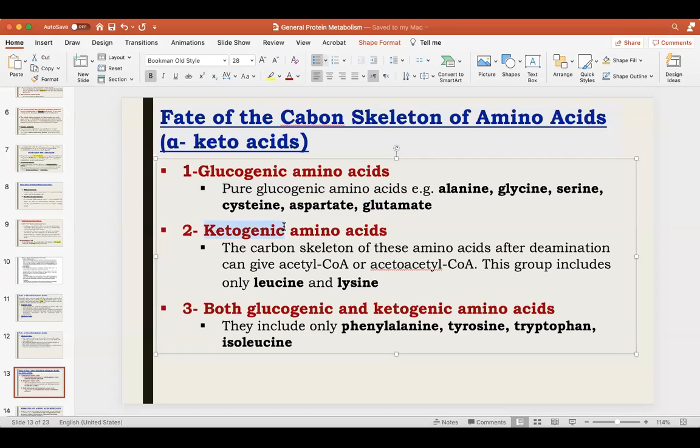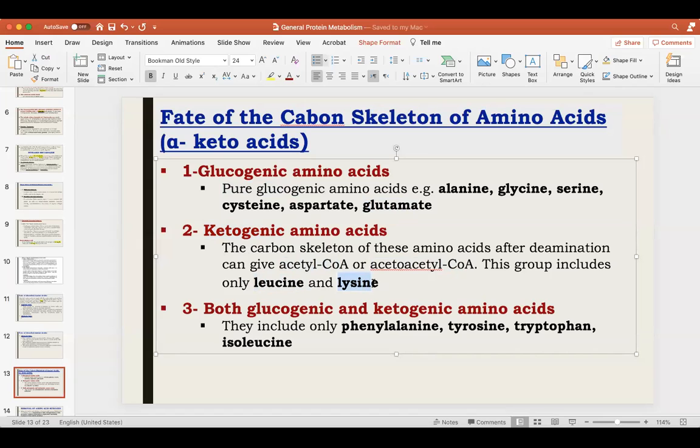Ketogenic amino acids give ketone bodies only, such as acetyl-CoA or acetoacetyl-CoA. There are 2 amino acids, leucine and lysine. You have to memorize them.